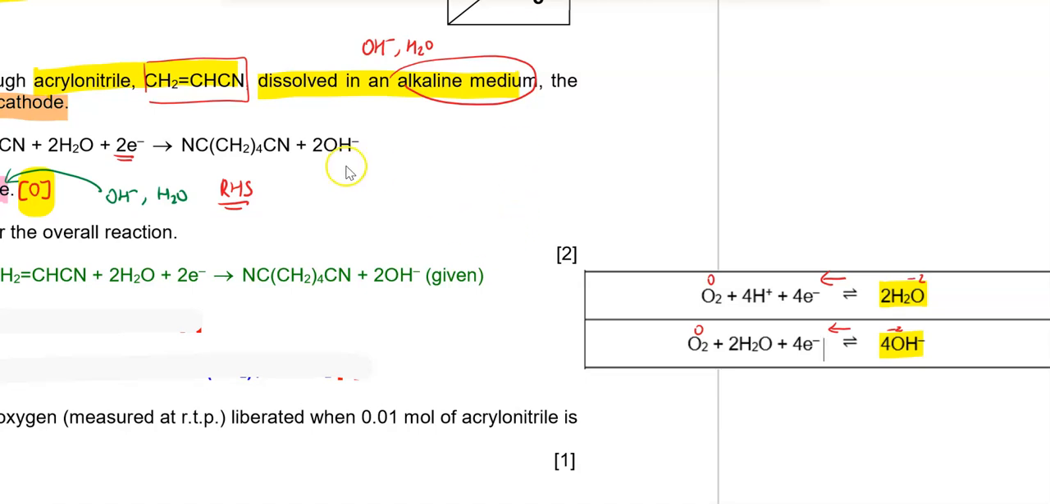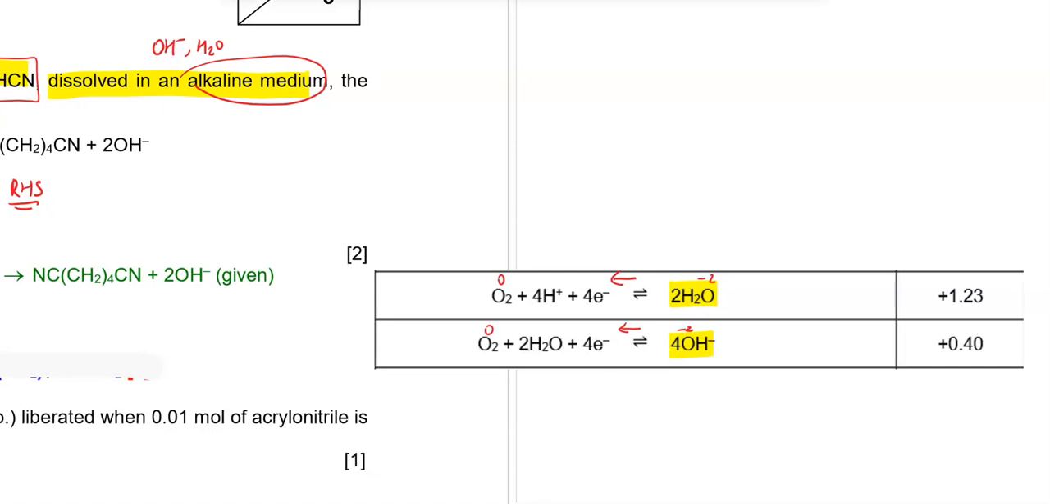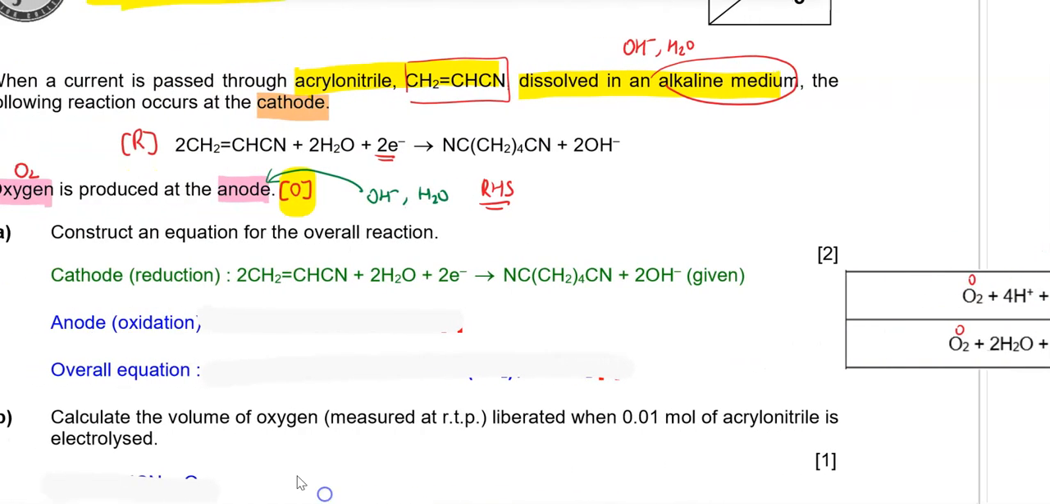So when we take a quick look at the E0, because we are looking at oxidation, the less positive species will undergo preferential oxidation, and that's why your hydroxide will undergo oxidation at the anode to form O2. So this will be the equation for OH minus to form O2, 2H2O, and 4 electrons. So this is the anode equation.